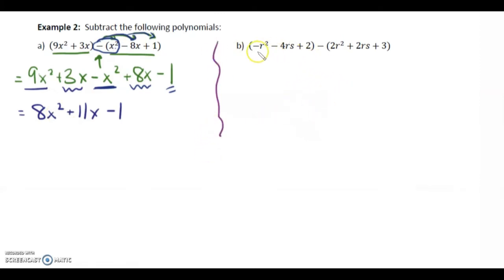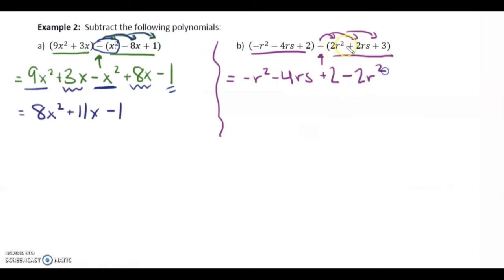Okay, same approach for number 2. Polynomial, negative sign, polynomial. Apply that negative sign onto each and every term in the second bracket. So I'm going to first rewrite this: negative r squared minus 4rs plus 2. Then the 2r squared turns to negative 2r squared. The 2rs turns to negative 2rs. And the 3 turns to negative 3.